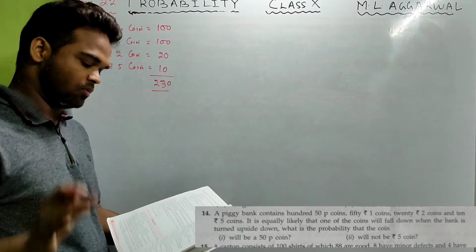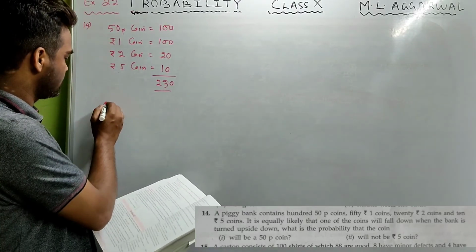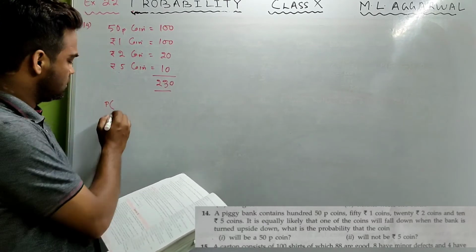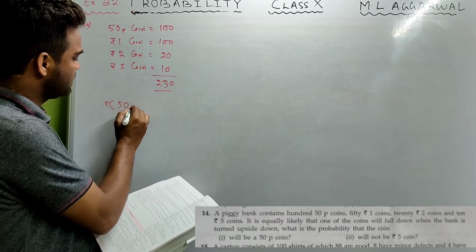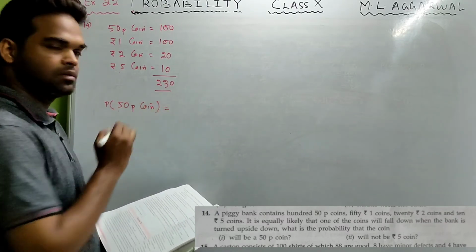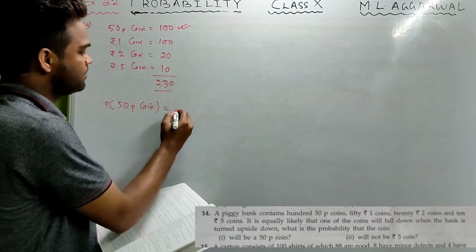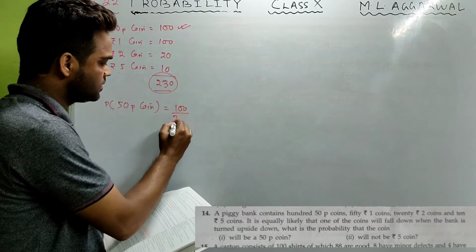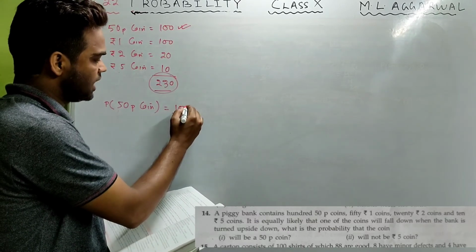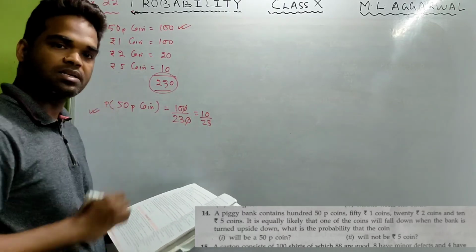turned upside down. What is the probability that the coin will be 50 paisa coin? See, 50 paisa coin. So the favorable outcome will be 100, isn't it? And total number of outcome is 230. So that becomes 10 by 23, that it is a 50 paisa coin.